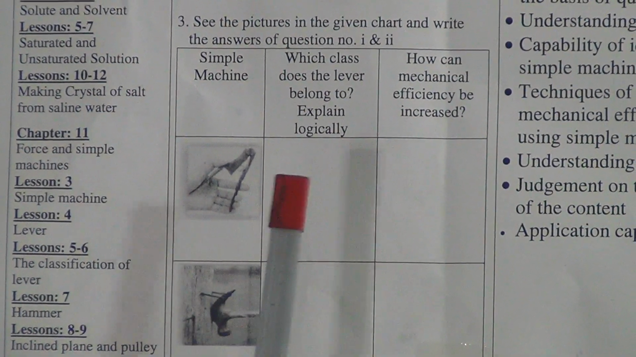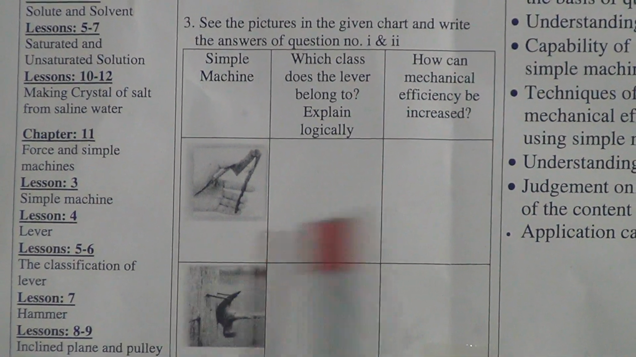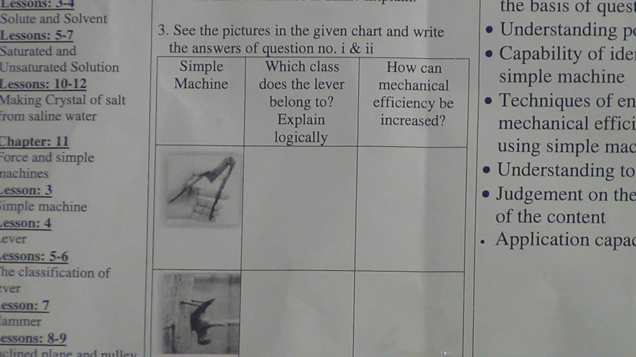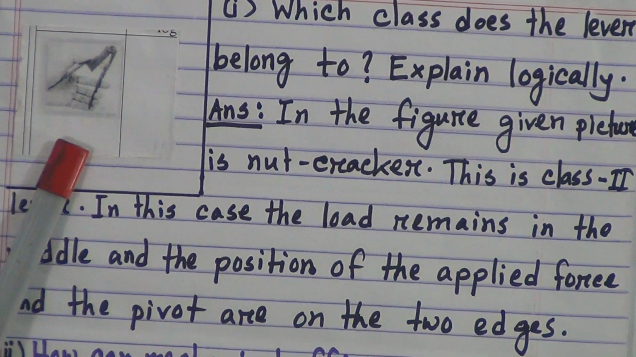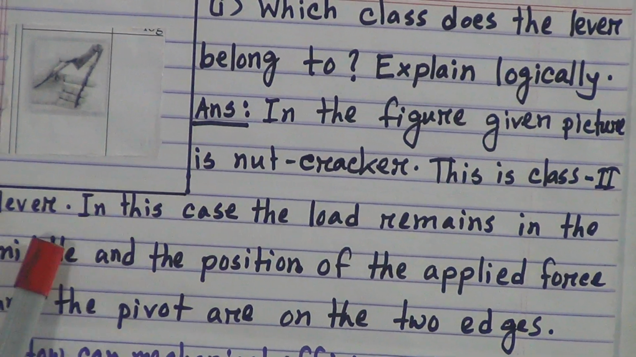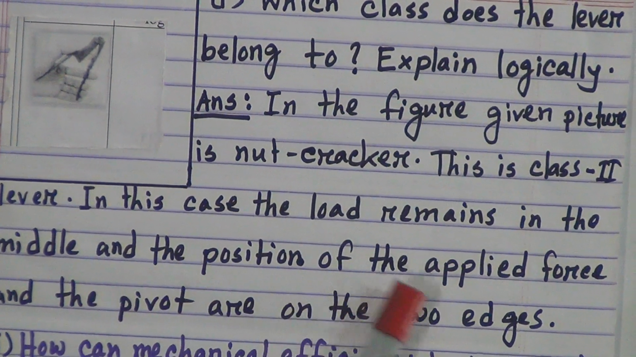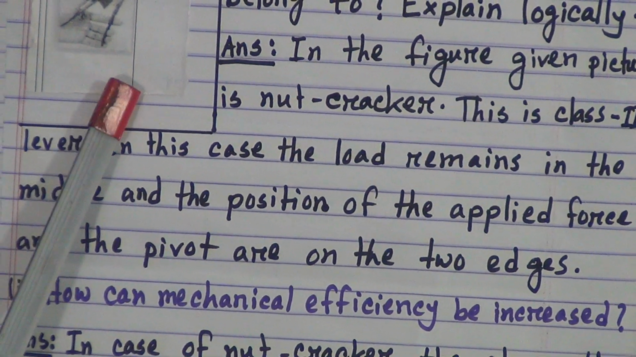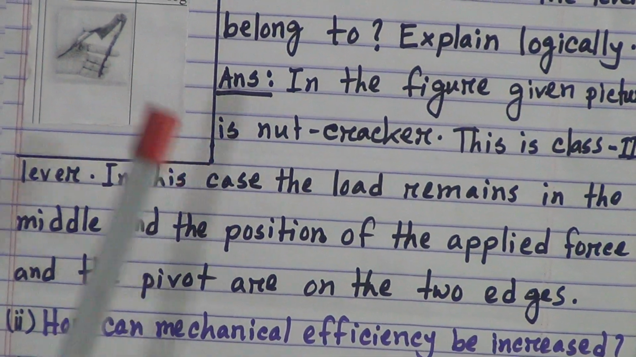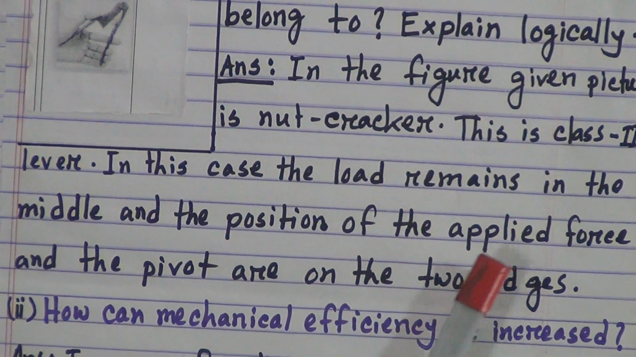Dear students, we have to know which class the lever belongs to, explain logically. In the figure the given picture is a nutcracker and this is a class 2 lever. Nutcracker is a class 2 lever. The load remains in the middle and the position of the applied force and the pivot are on the two edges. I am repeating, for a class 2 lever, the load remains in the middle and the applied force and pivot are on the two edges.